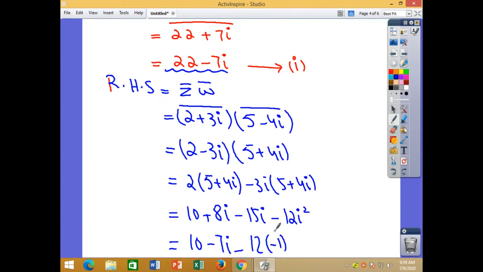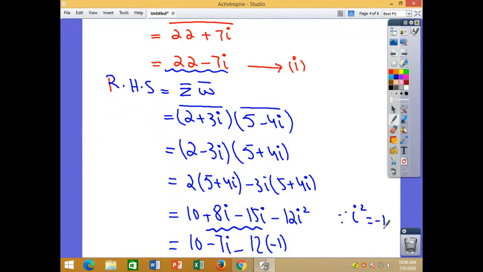The iota term is a separate term, and the iota square term is a separate term. Here we only add 8 iota with 15 iota. If these terms are subtracted, then we subtract. Not with the 12 iota square, because we know that iota square is equal to -1. Instead of iota square, we write in the next step -1. It becomes a constant term, and after it we simplify it and solve the question. Okay.